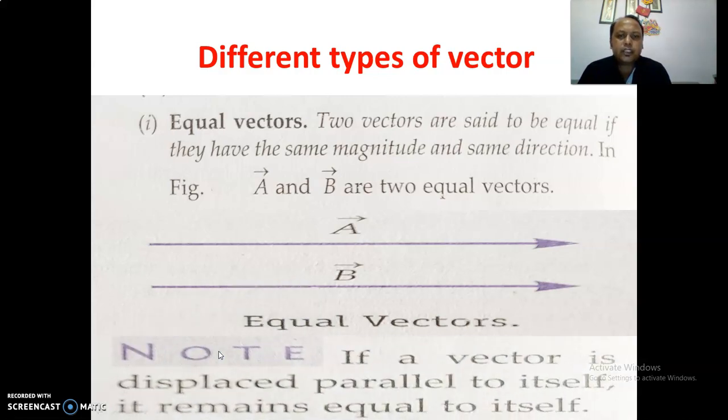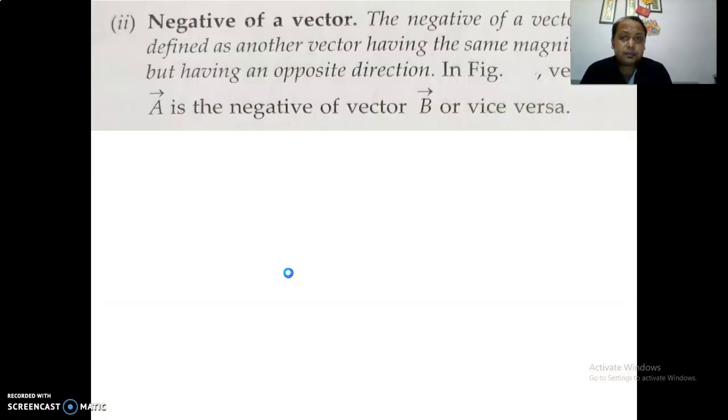Now one thing you should always remember: if a vector is displaced parallel to itself, suppose a vector is there and it is displaced from its position to another position, and if the direction remains same, that is if the vector is displaced parallel to itself, then the new vector we will be getting will be equal to the previous one. So always remember, when we say equal vector, same magnitude, same direction.